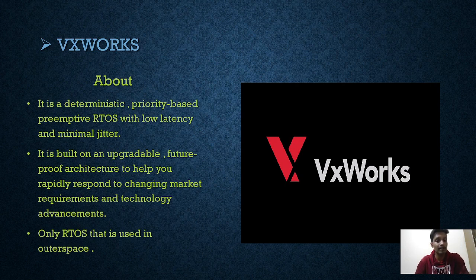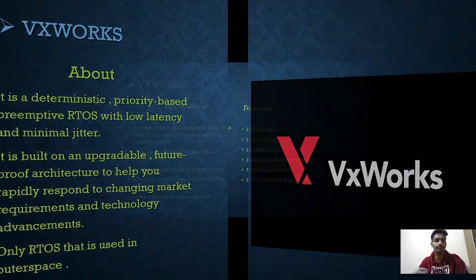It is built on an upgradable, future-proof architecture to help you rapidly respond to changing market requirements and technology advancements. It is the only RTOS that is used in outer space. Well, where is it used? Do you guys remember the Mars rover? Yeah, that weird looking vehicle which traveled on the surface of Mars. Well, VxWorks was used in it.